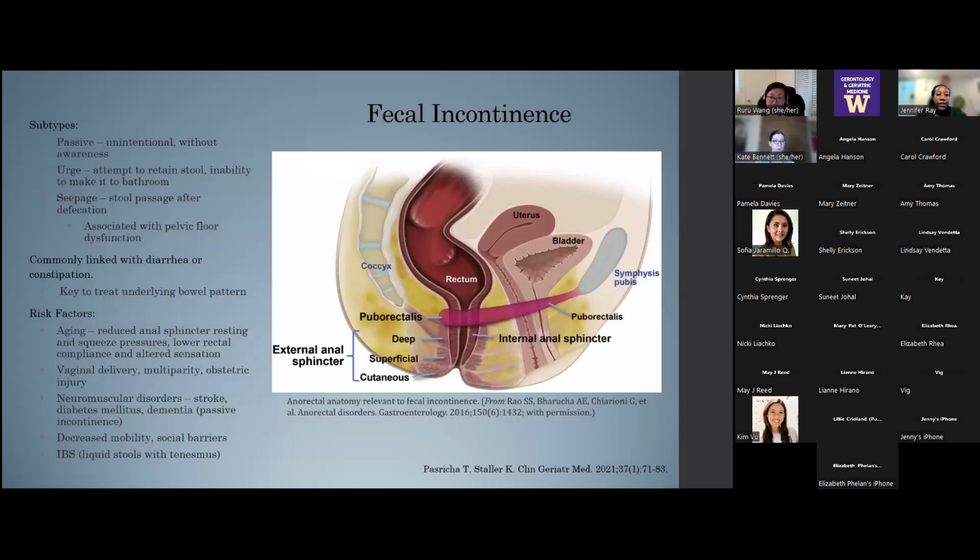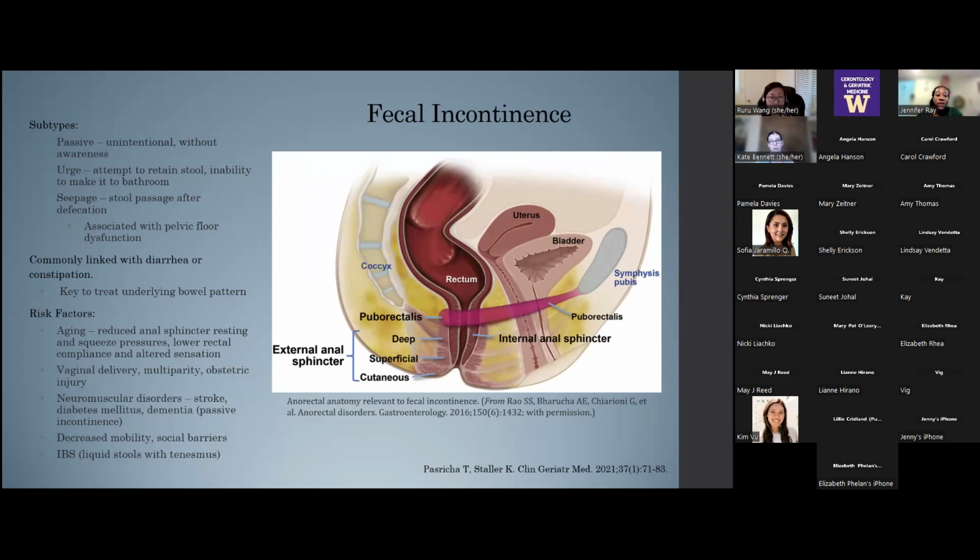So fecal incontinence, we have 3 different subtypes here. One is passive, which is unintentional. Patient's not aware that's happening. That's more of a neurologic disease. Urge, having the attempt to retain stool but inability to make it to the restroom. And then seepage after defecation, which is more associated with pelvic floor dysfunction.